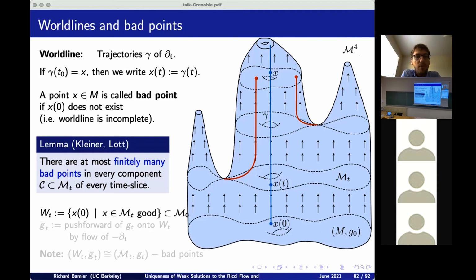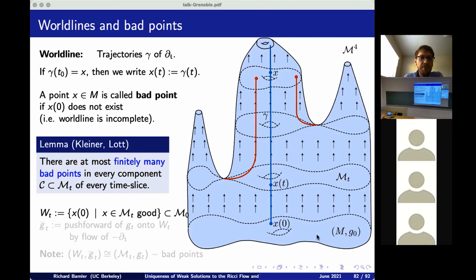And so now what I'm going to do is consider the following set. I'll define W_t for every time t to be the projection of all the good points of the time t slice. Essentially I'm just going to take all the points at time t here, and project them all down by following the flow of the time vector field. And so this is some open subset of the initial time slice, of M_0 or N. Okay?